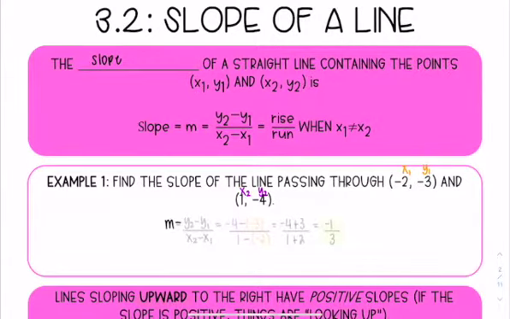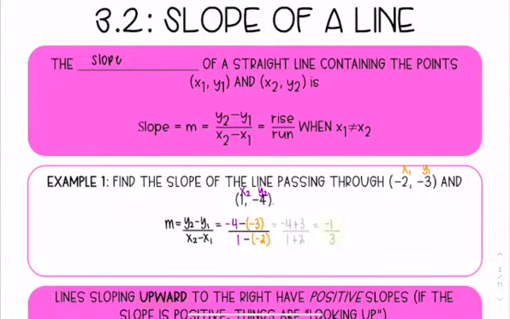So we get m equals y2 minus y1 over x2 minus x1. Well, y2 is -4 and y1 is -3, all over x2 is 1 and x1 is -2.